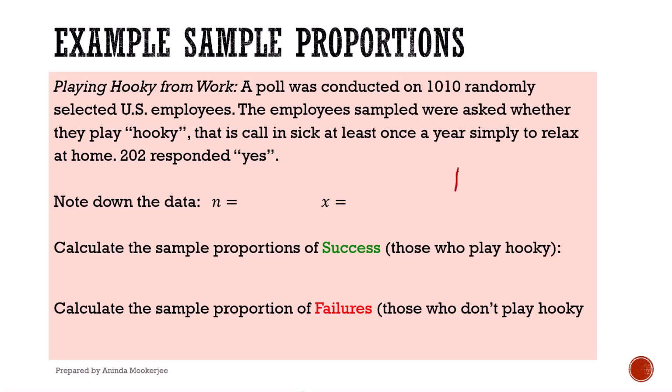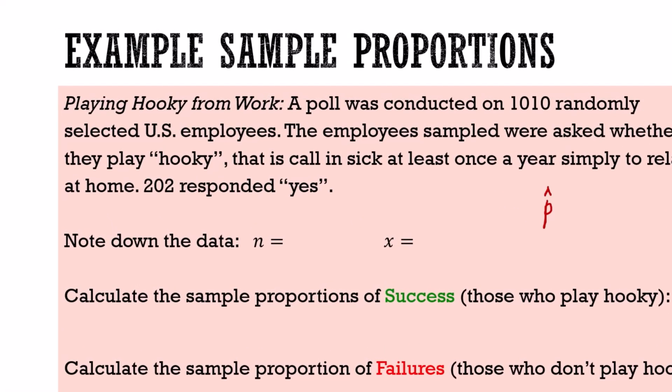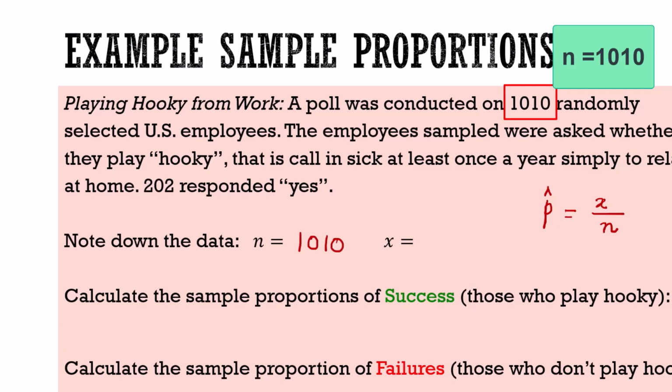So I'm going to write here my P hat. The formula is P hat equals X divided by N, correct? So N represents the sample size, the total sample size. So we will need to find that out from the wording of the question, and X will represent the members who responded with a yes. So N will represent the 1,010 randomly selected US employees. So for N, I'm going to write 1010. This is our N. All right.